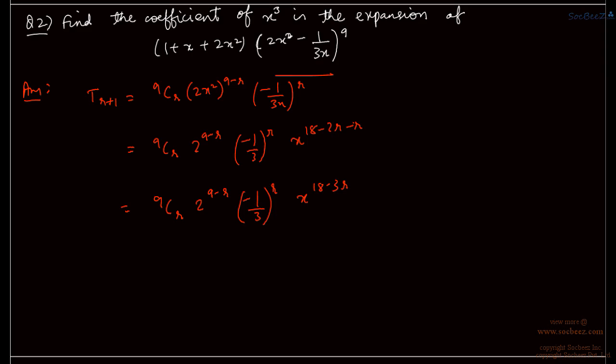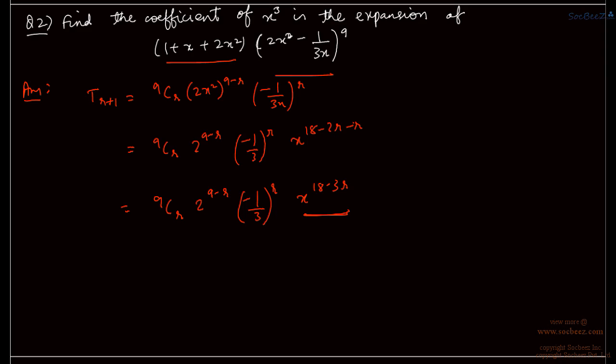Well, analyzing this term, we see that the exponent of x is always a multiple of 3, that is 18 minus 3r. Whatever value r can take here, it will always be a multiple of 3. 18 minus 0 is 18, 18 minus 3 is 15, 18 minus 6 is 12, so all multiples of 3. That means from the other side, for the question of x cube, we need something which should also be a multiple of 3 in its exponent, so that both of them multiply to give x cube.